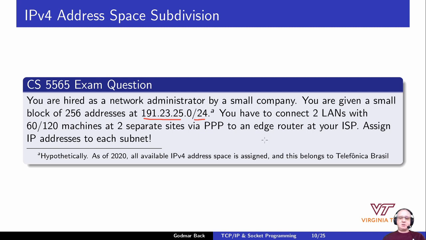Now your task is to use your allotted budget of IP addresses and assign them to each subnet subject to the constraints that I had mentioned on the previous slide, which is that all the machines on one subnet share a common prefix. Now this example is theoretical because this IP address is actually no longer available. I just looked it up. It belongs now to an ISP in Brazil.